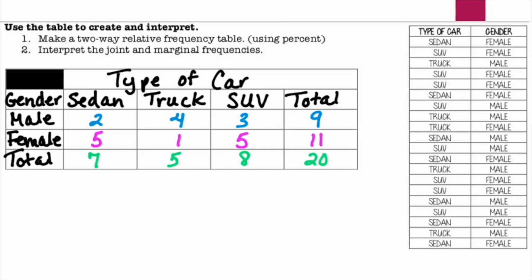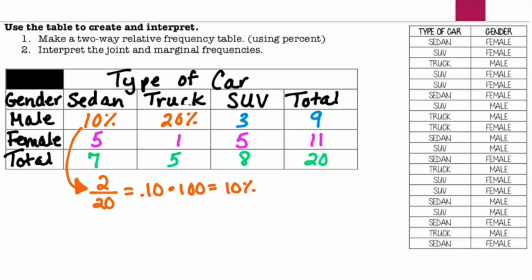So now that we have that, the second part is to make sure it's in percentages. So you're going to divide 2 by 20, because that's how many total, and you get 10%. Okay, so 2 by 20 gets 10%, 4 by 20 gives you 20%, 3 by 20 gives you 15%, and then 9 by 20 gives you 45%.